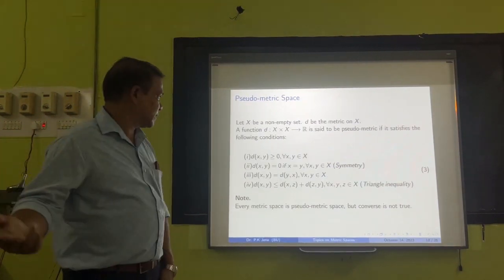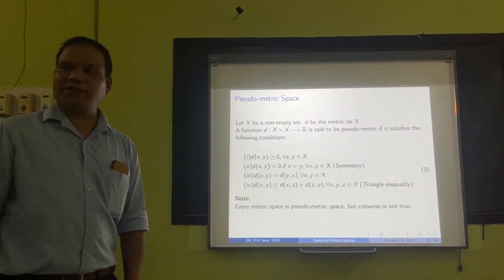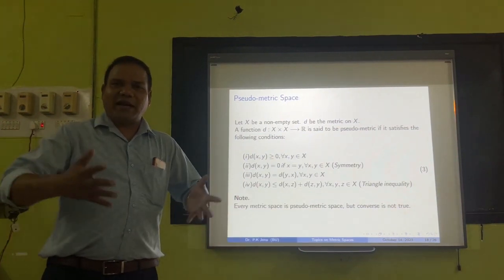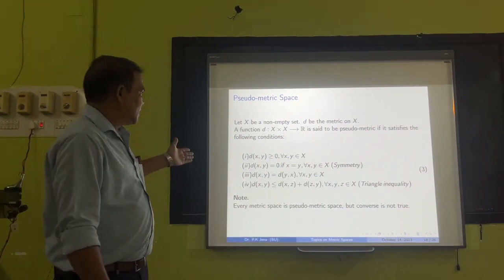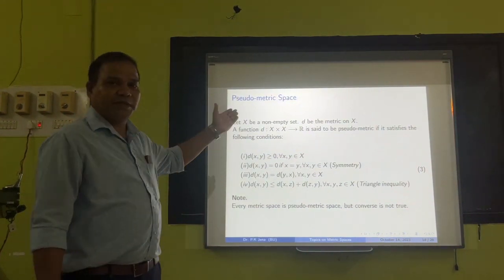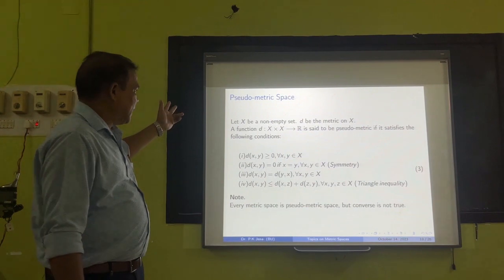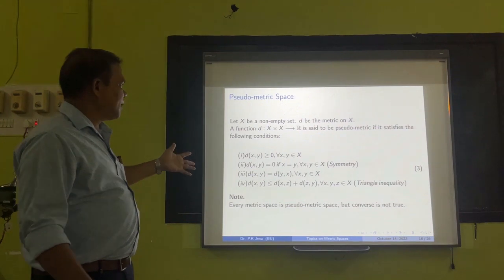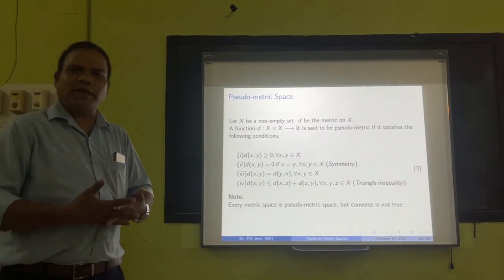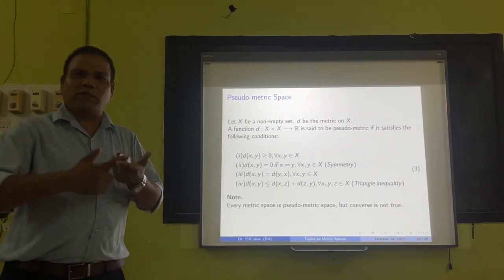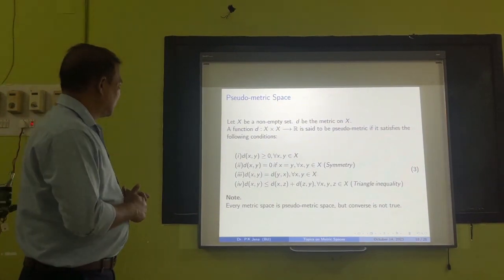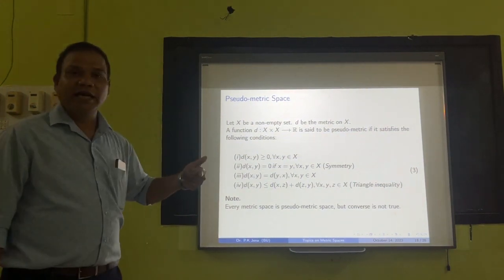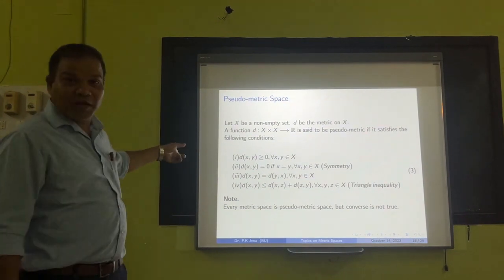The non-empty set X together with the d infinity metric is also a metric space. So we will come to the next example. Here we are discussing the pseudo-metric space, a metric where one of the properties will not hold. Let X be any non-empty set. The definition of the pseudo-metric is exactly like the metric space except for one property. A function D mapping X cross X to R is said to be a pseudo-metric if it satisfies the four properties.